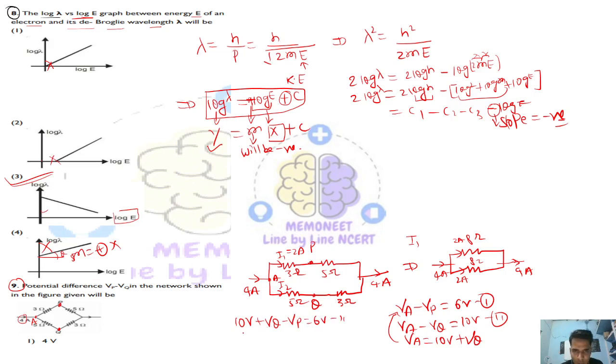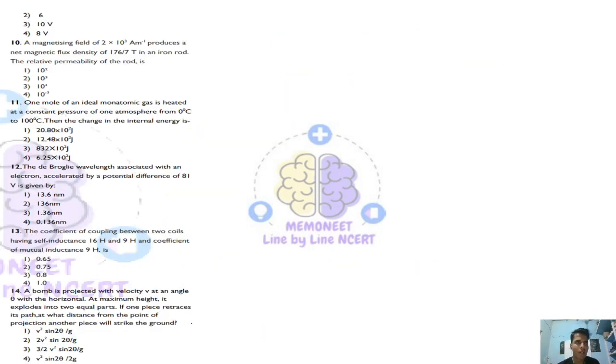Put it there. 10 volt minus 6 volt equal to Vp minus Vq. It will become 4 volt, and option 1 will be the correct answer. It's a simple question. You just need to have mathematical manipulation and nothing else. Now let's move to the next question.